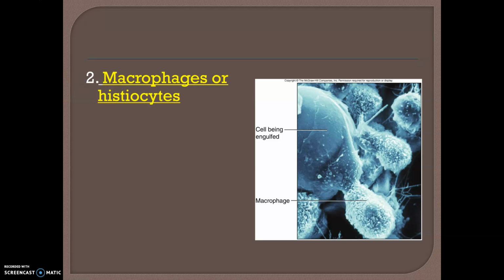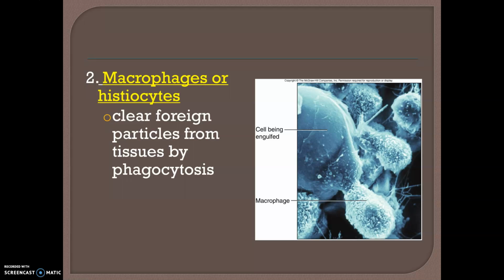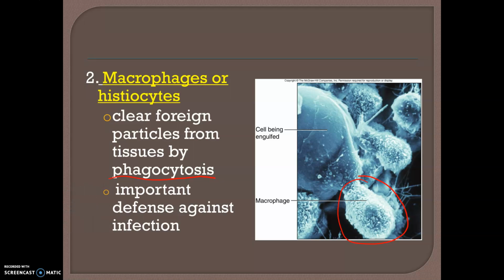Okay, so macrophages or histiocytes are the second type of connective tissue cell. They clear foreign particles from tissues by phagocytosis. If we don't remember what this term means, phagocytosis means eating. These cells are eating a bigger molecule, and they're eating it within. These are important for defense against infection. We're going to see these types of cells in our white blood cells that help protect against this infection.